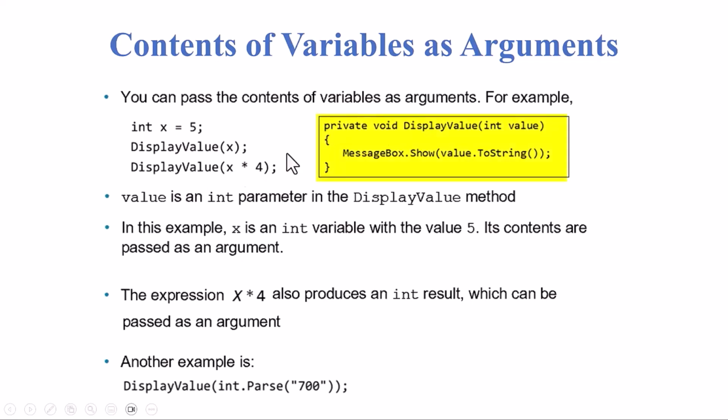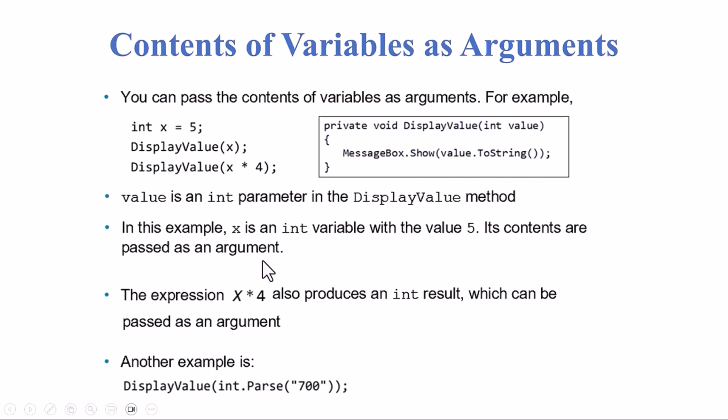The method that's getting it looks like this over here. Private void display value. It's expecting an integer called value. We pass the x to it. It took the 5, put it in here, converted it to a string, and displayed 5 on the screen. It took the x times 4 as a value. That's 20. And it did the same thing. It converted to string, and we saw a 20 on our screen. Value is an integer parameter in the display value method. In this example, x is the integer variable, and the value is 5.